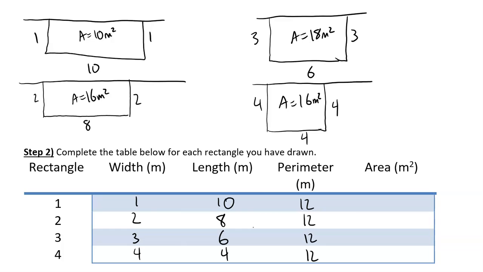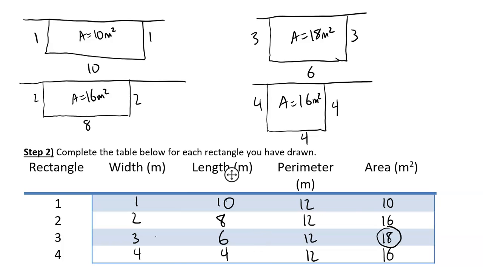All right, so what's the area of these? 1 by 10 was 10. 2 by 8 was 16. 3 by 6 was 18. And 4 by 4 was 16. The biggest area was 18. And you'll notice that the area of the 2 by 8 was equal to the square.